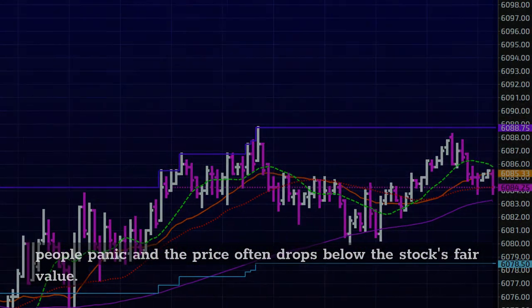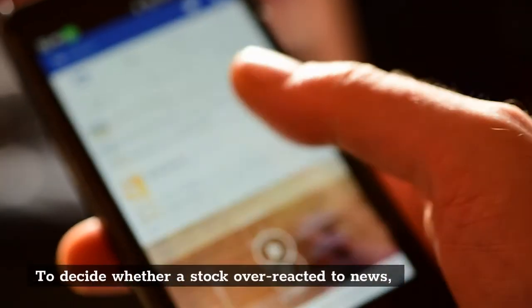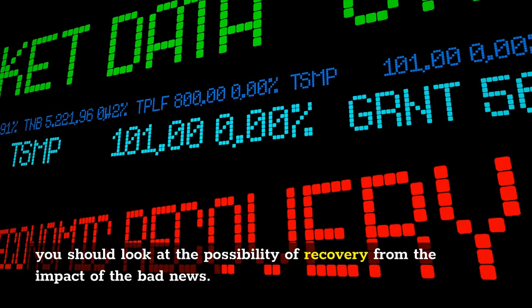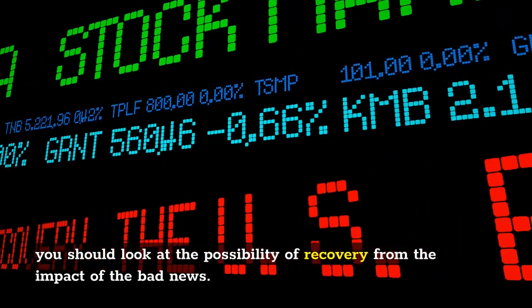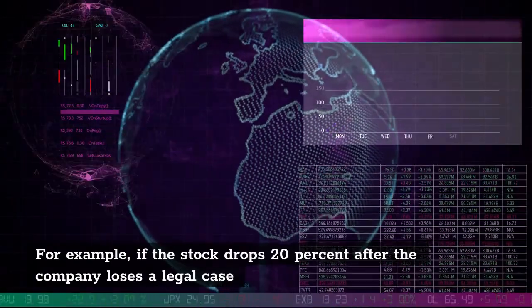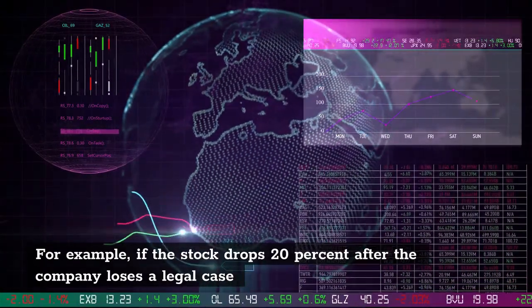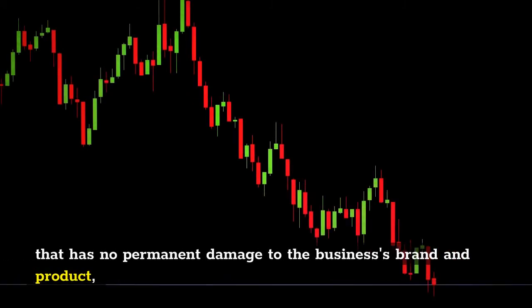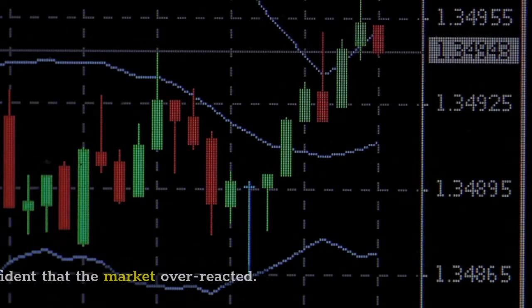To decide whether a stock overreacted to news, you should look at the possibility of recovery from the impact of the bad news. For example, if the stock drops 20% after the company loses a legal case that has no permanent damage to the business's brand and product, you can be confident that the market overreacted.